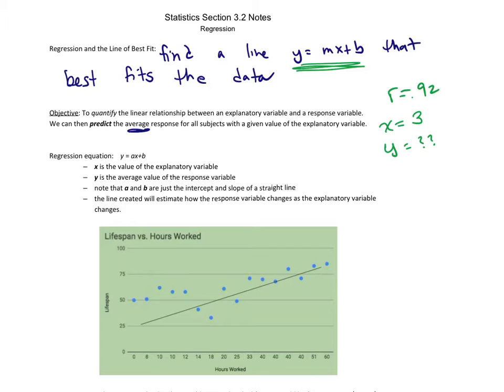So a regression equation is simply going to be, in stats, we call it y equals ax plus b. In algebra, we say mx plus b with m being the slope, but in statistics, we use a for the slope. You will also see a lot of times this written as y hat equals ax plus b, where y hat is the average value of the response variable for a given explanatory variable. So a and b are just simply slope and y-intercept. X is going to be the explanatory, and y, or y hat, is going to be the average value of the response variable.